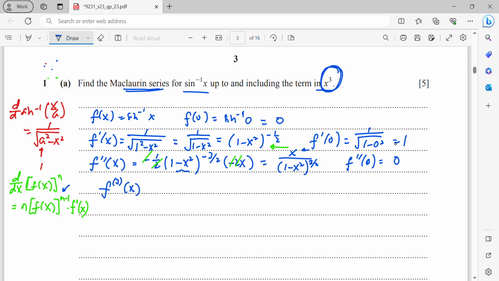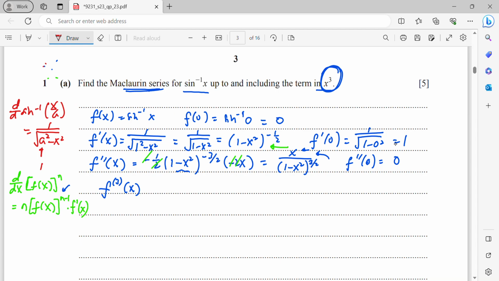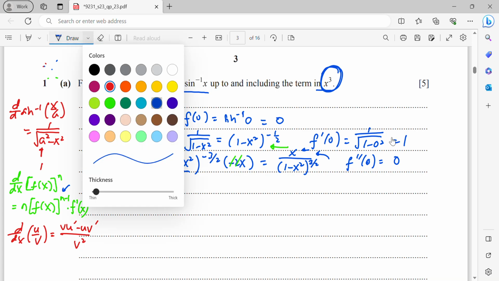So now, my third derivative. Okay, so now I need to differentiate this form. Before I differentiate this form, I have to apply another formula, which is the quotient rule. So d over dx of u over v will be (v u prime minus u v prime) over v squared. Before I get this, I better write down my u and v first.